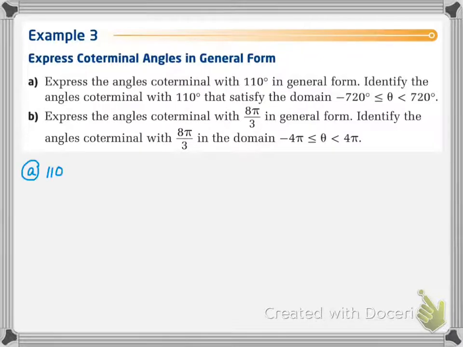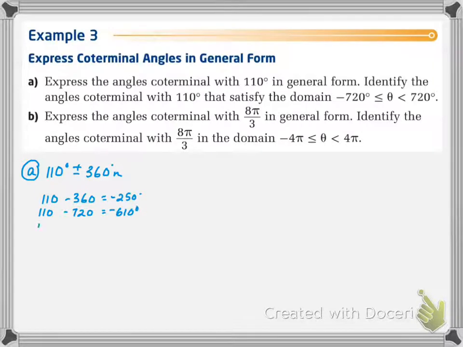So here's A. 110 degrees plus 360 times n. Now we can go and say 110 minus 360 is negative 250. I can subtract another 360, or 720, and I get negative 610 degrees. Those will be my two negatives.